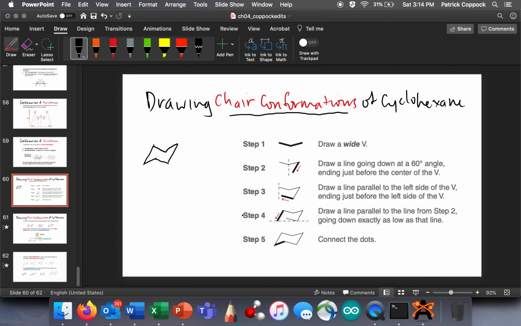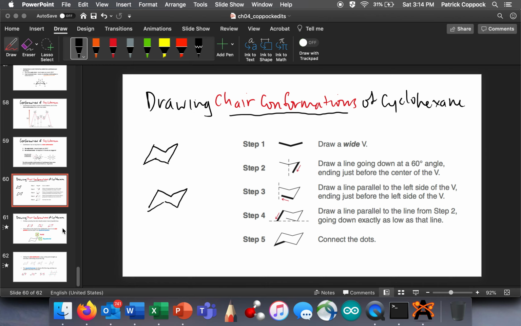So that's these 5 steps right here. Again, we draw a wide V. It goes 60 degrees down, then we draw one parallel to that, boom, then we draw one parallel to that, boom, and then we just connect them. So that is a chair conformation of cyclohexane.